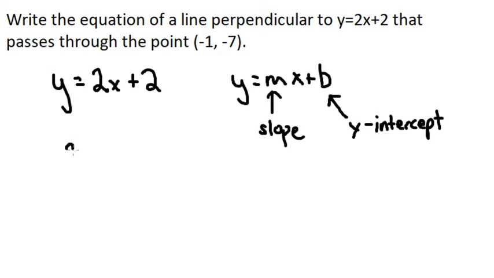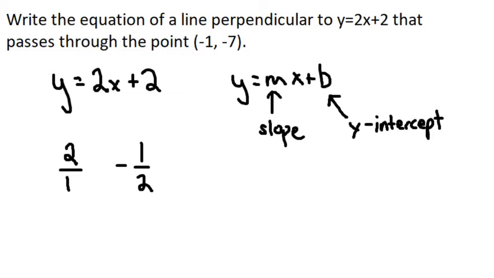We want the slope of the line perpendicular to this one, so we take the reciprocal, which means we flip over the fraction. Any whole number is written over 1, so the reciprocal of 2 would be 1/2. Then it's the negative reciprocal, so we put a negative out front. The slope of the line perpendicular to this line would be negative 1/2.